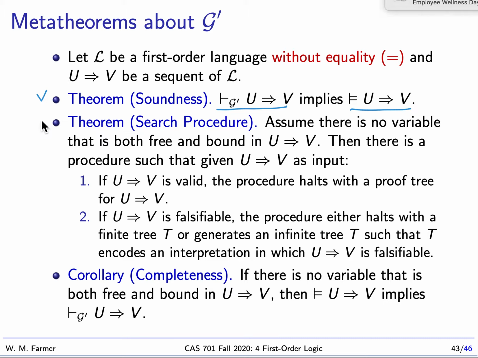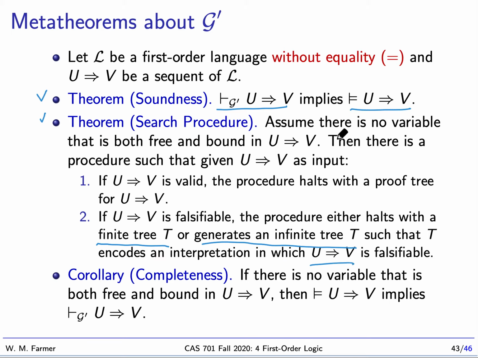We have this interesting search procedure, which says if there's no variable that is both free and bound in our sequent, then there's a procedure such that if we take the sequent as input and the sequent is valid, the procedure will stop with a proof tree for the sequent. If it's falsifiable, the procedure may halt and give us a finite tree, which is a counterexample tree, or it will generate an infinite tree. In this case, the procedure does not halt. It runs forever, but as it's running, it's creating an infinite tree, which is a counterexample tree. And both of these counterexample trees encode an interpretation which will falsify our sequent.